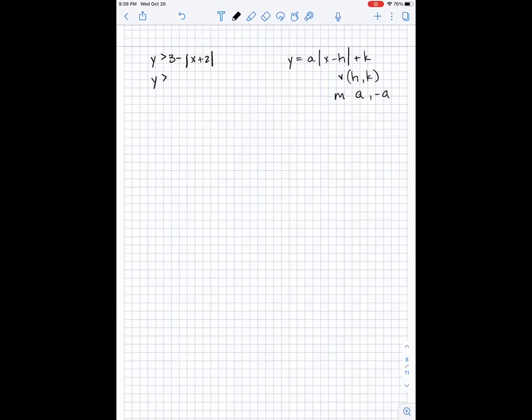So y is greater than negative absolute value of x plus 2, plus the 3. So all I did was move the 3 to the other side. And now I can see that I'm going to have a vertex at negative 2, positive 3. I'm going to have slopes of negative 1 and positive 1. Because this is a negative, remember that's a reflection across your x-axis. All that means is it's upside down. So my v is going to be upside down. So knowing this, I can put my graph in.